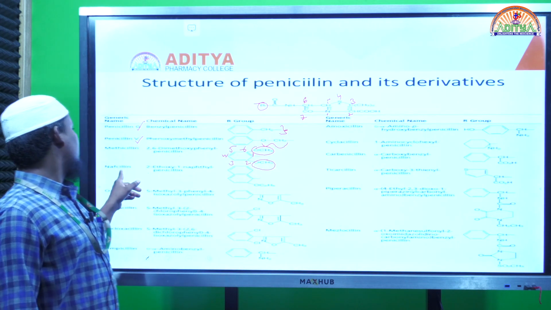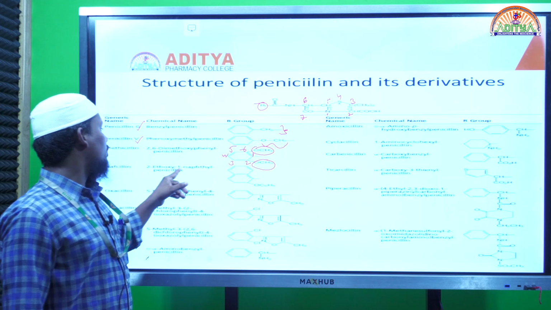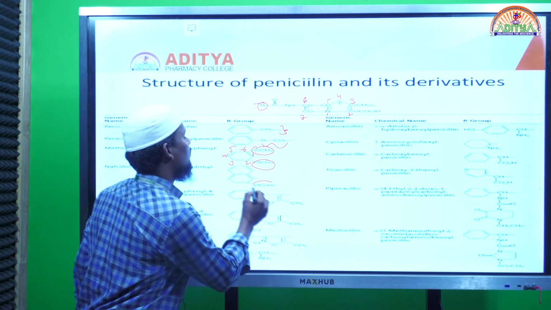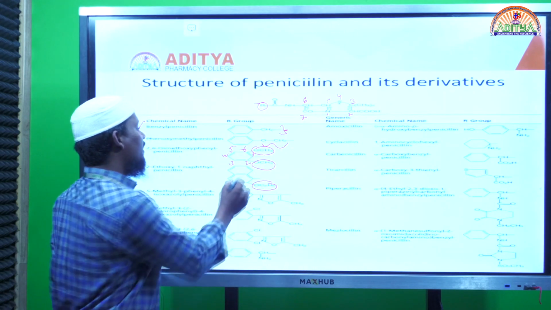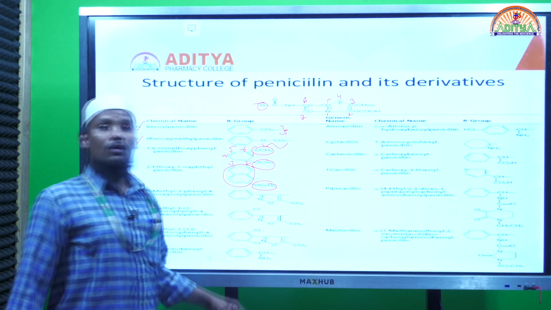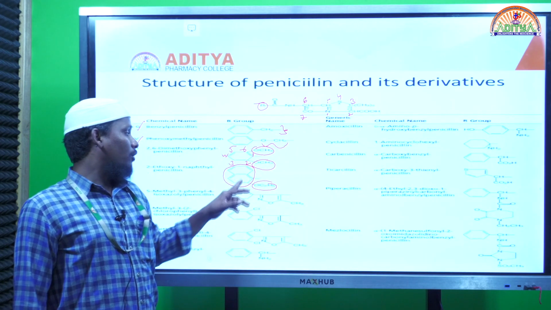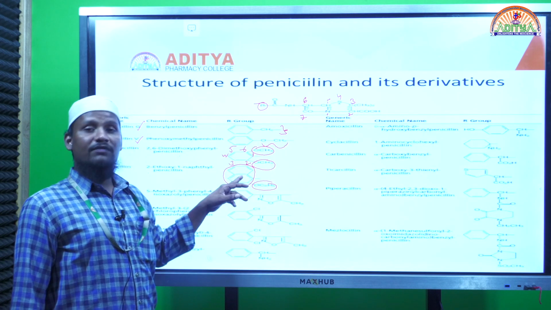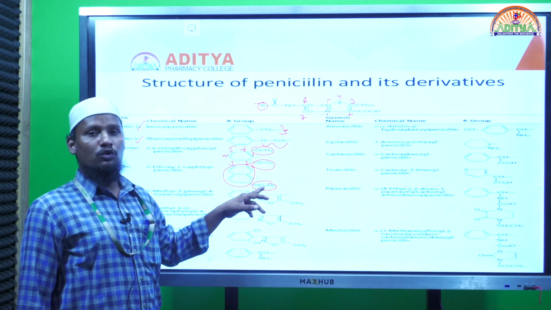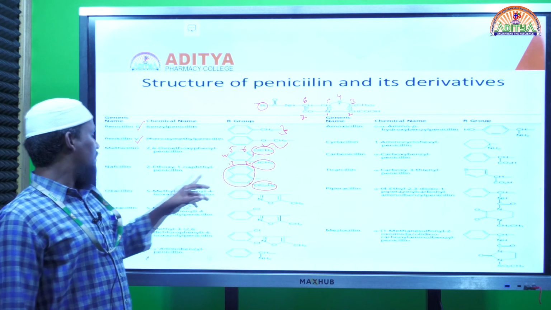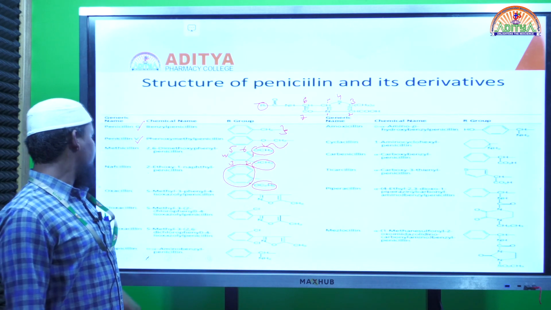Okay, similarly, nafcillin, that is 2-ethoxy-1-naphthyl penicillin. This is the ethoxy functional group, and this ring is called naphthalene. Two aromatic benzene rings adjacent to each other is called a naphthalene, and this one is the ethoxy group. The 2-ethoxy naphthalene, that is called nafcillin.